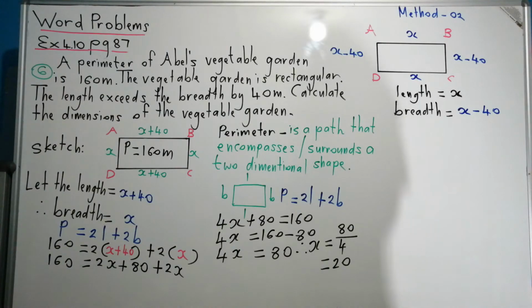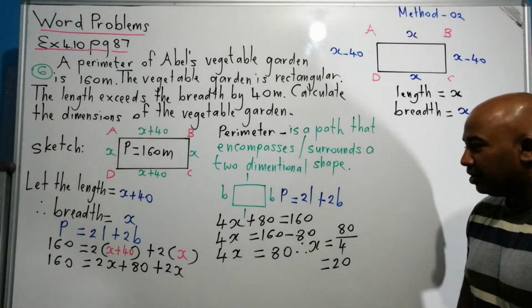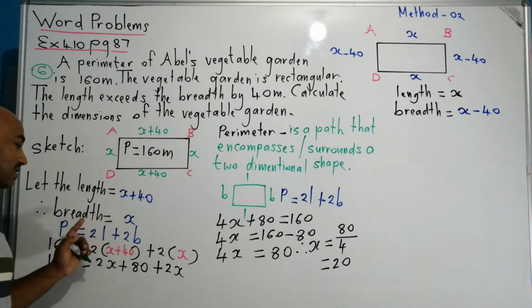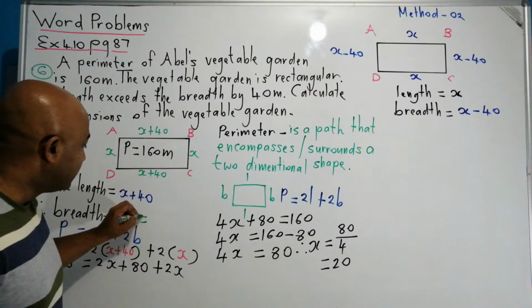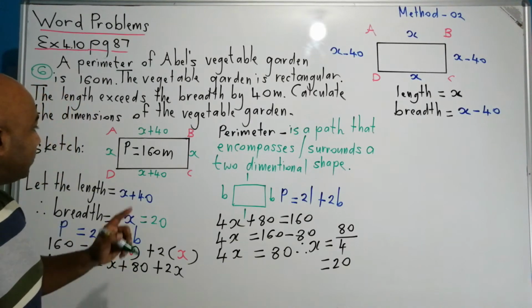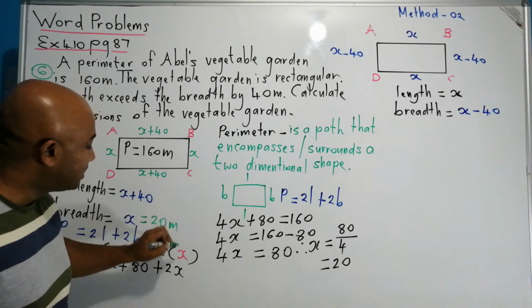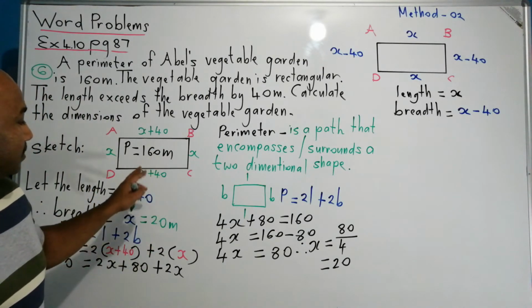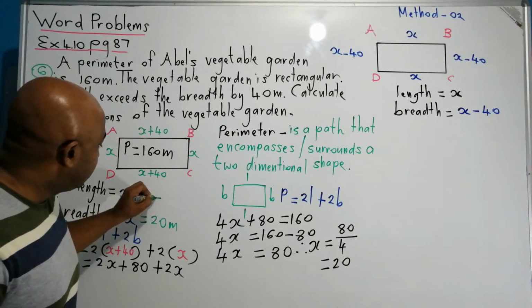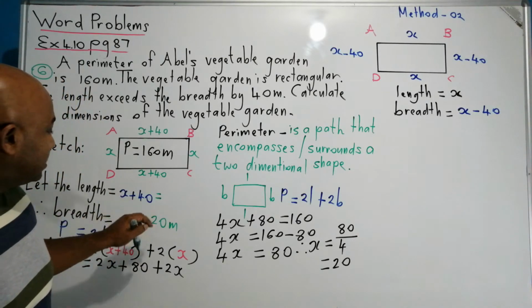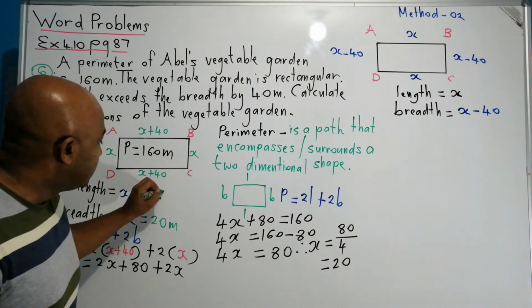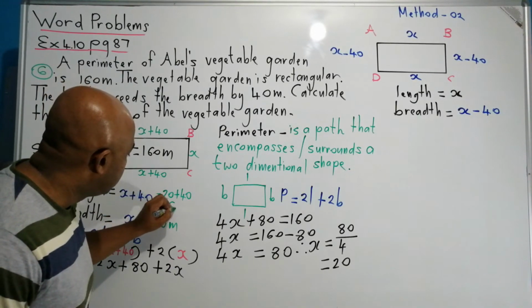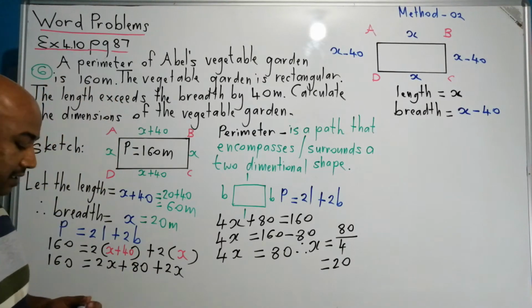Now, what did we call x? Right, so you go back. X was defined as the breadth. So therefore, the breadth is equal to 20, what was it? Meters. So don't forget your meters. If you forget your meters, you will not get full marks there. Right. So now, what is the length? The length is x plus 40. So that will be 20 plus 40, which is equal to 60 meters there.